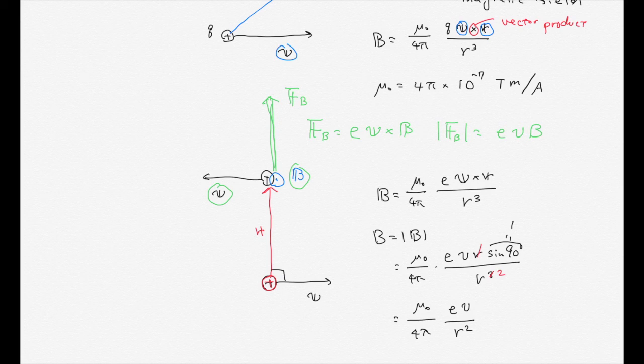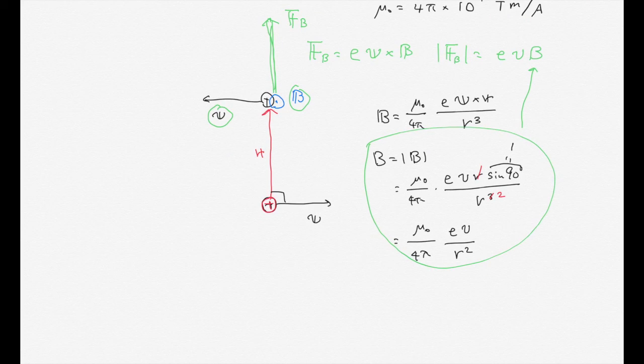Then you can substitute this B into these equations. Then you can find the magnetic force is expressed as mu naught over 4 pi e squared v squared over r squared. Okay, this is the Lorentz force acting on the black proton.